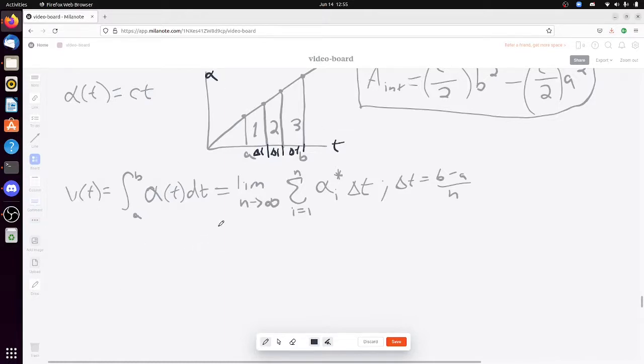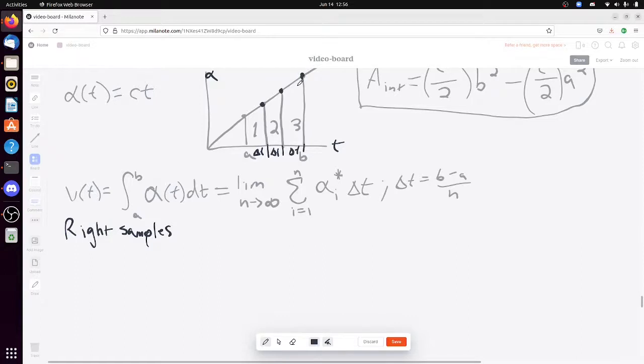There are basically 3 ways. The first way is what's called using right samples. That would be like choosing, for example, t1 in this case would be this, t2 would be this, t3 would be this. You're basically picking the rightmost value on the interval.